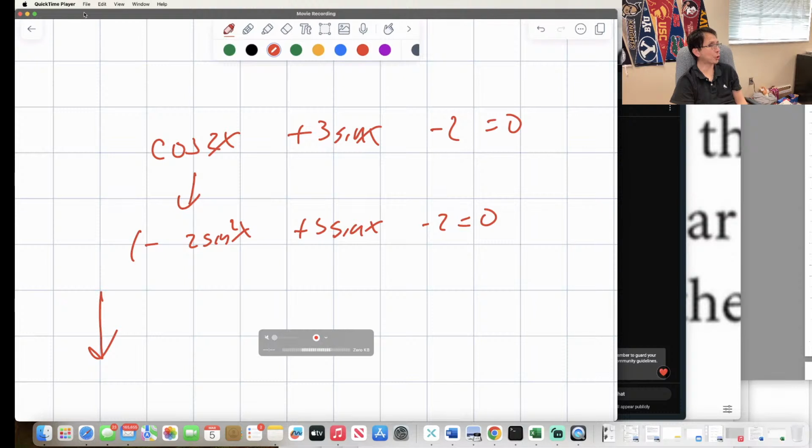Today's homework: make sure you change everything to this and graph it, and you can see all the x-intercepts.